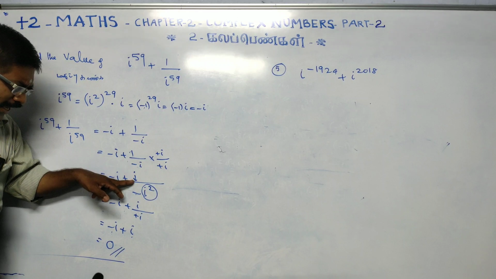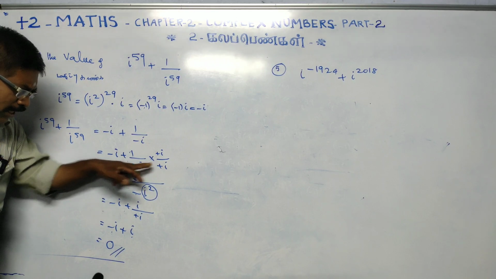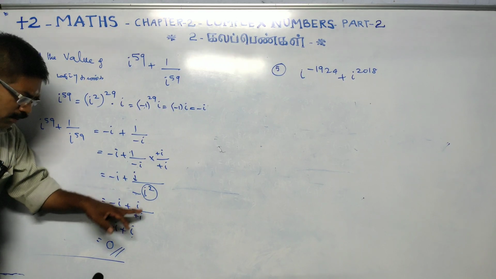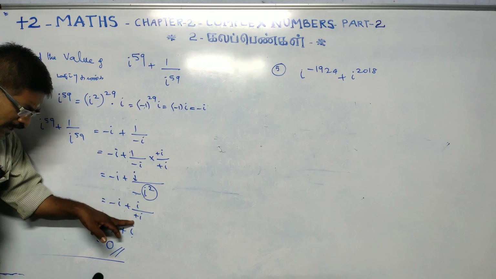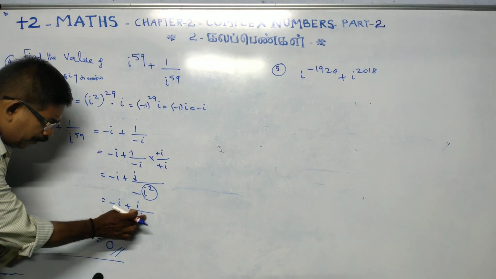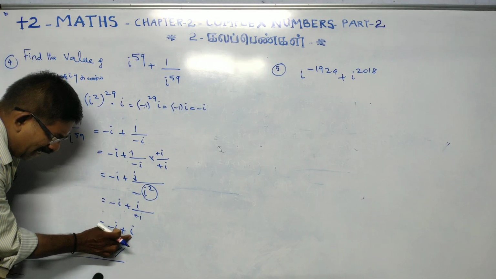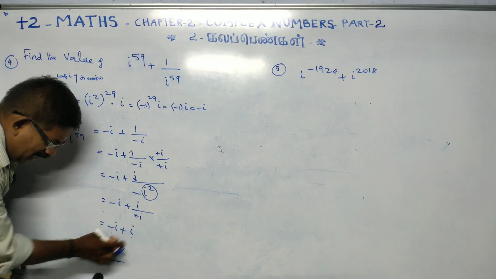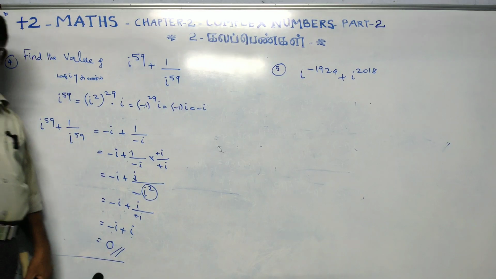I have multiplied. 1 into i, minus i into i means i square. The value is minus 1. Minus 1 into minus, plus 1. i by plus 1 means i. Plus i minus i. Answer is 0. Okay? Right.